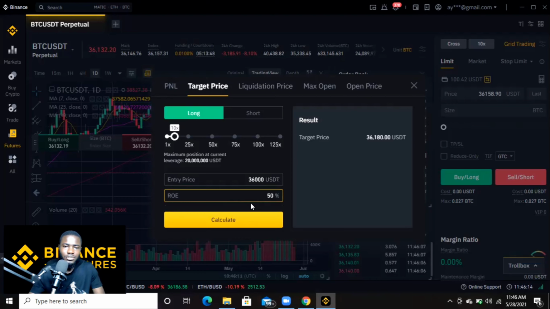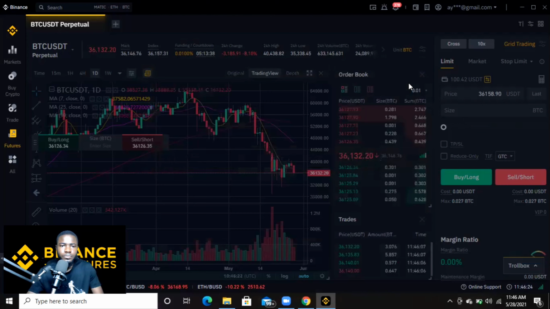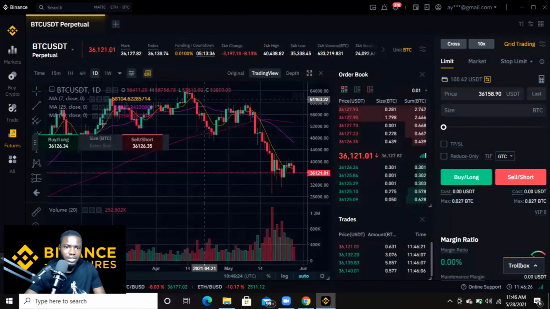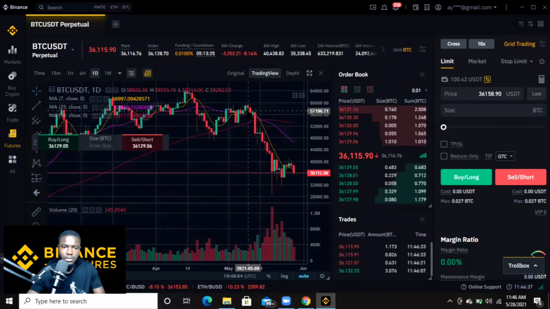So let's set that back to 10x leverage, and you can see this is where BTC needs to get to make a 50% return on your investment, right? So that's that about that. You can use this chart to evaluate the price action in the past to determine if you are supposed to buy long or sell short, right? So let's enter a trade.